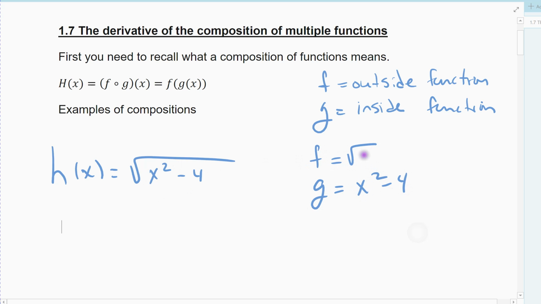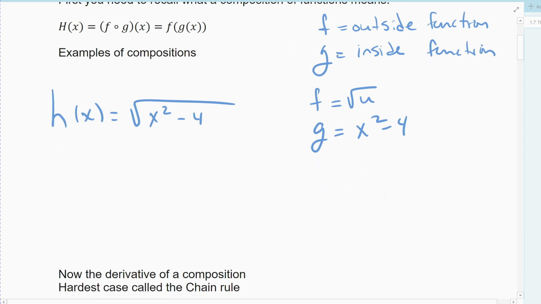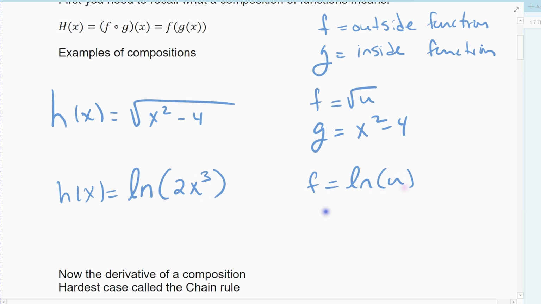Actually, I would usually write this with some other notation like u. But that's what we're doing. We would take g and plug it inside f. Another example, which we'll eventually get to in chapter 2, is the natural log, the ln of 2x cubed. The outside function is the natural log, and the inside function is the 2x cubed. So there are two distinct functions here: the natural log function and the cube function. We can distinguish between inside and outside.